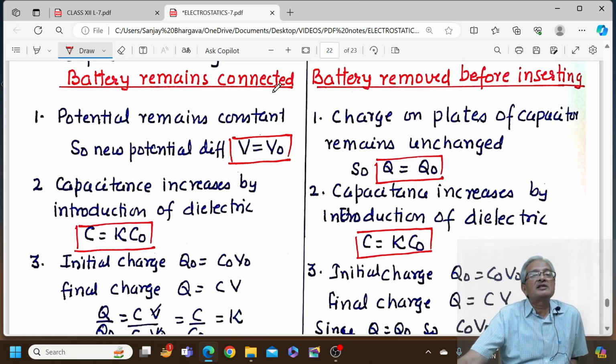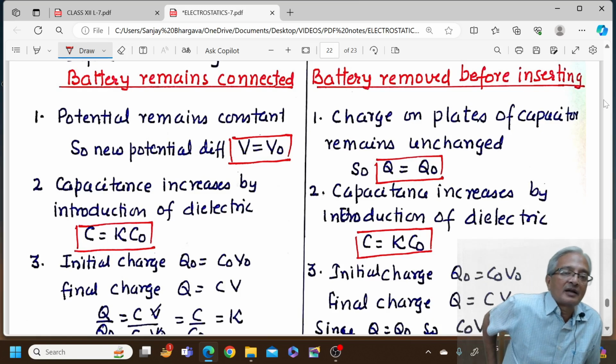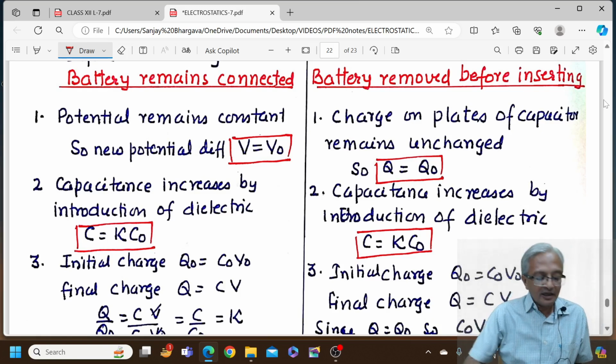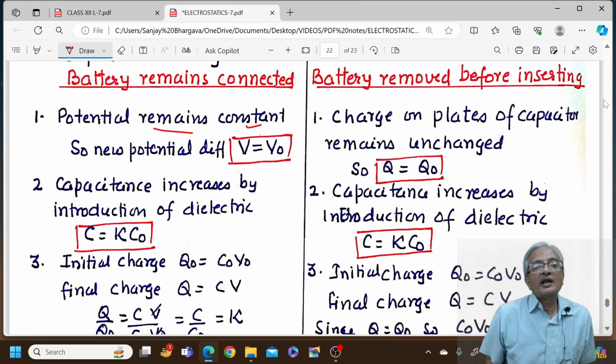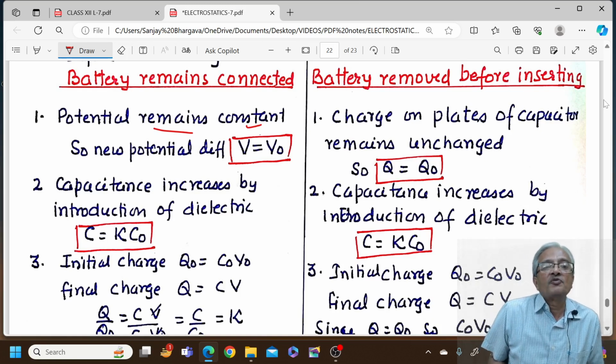So the battery remains connected even after introduction of the dielectric, and the battery is removed before inserting the dielectric. If the battery remains connected, what is the key point? The potential remains constant because the battery will provide the required energy to maintain the potential difference. So V would be equal to V0. On inserting the dielectric, capacitance increases, so C would be K times C0.